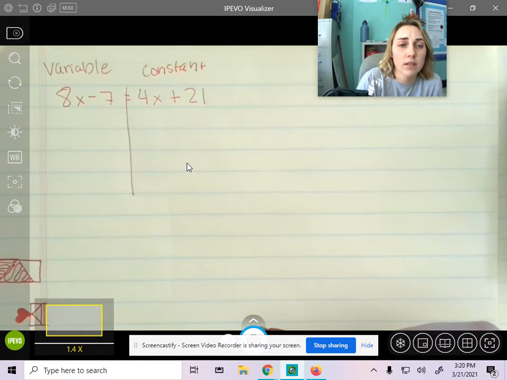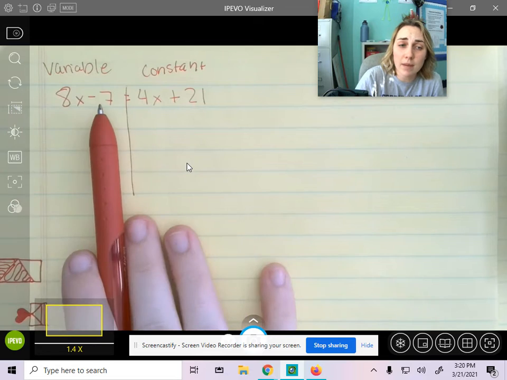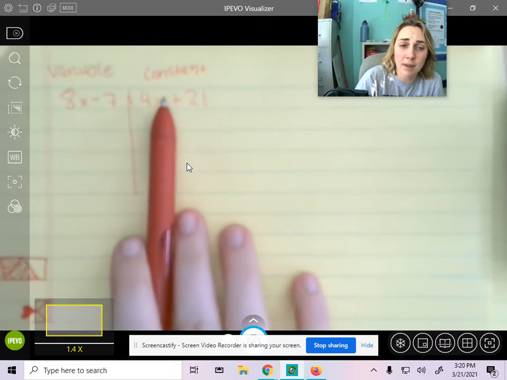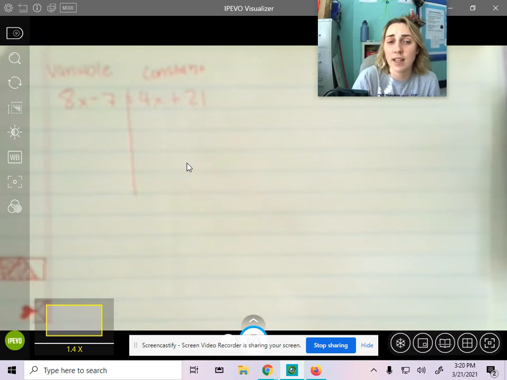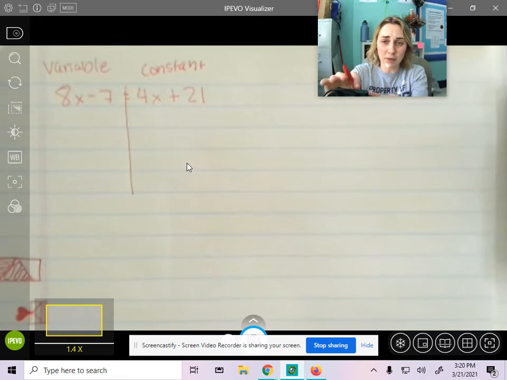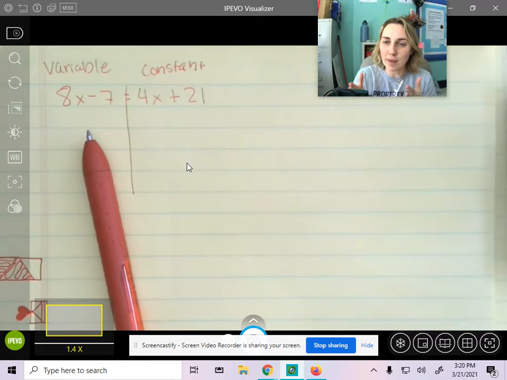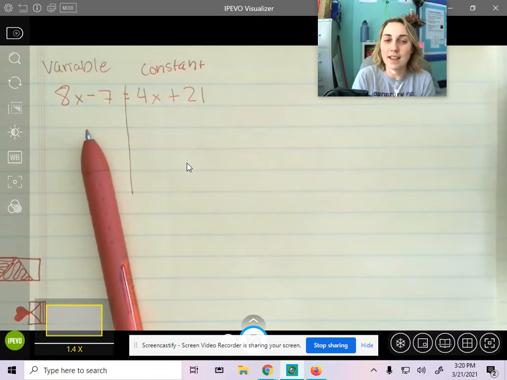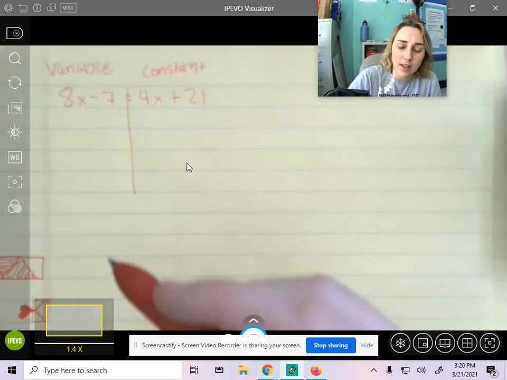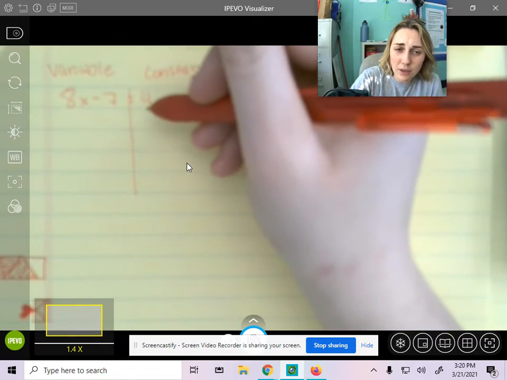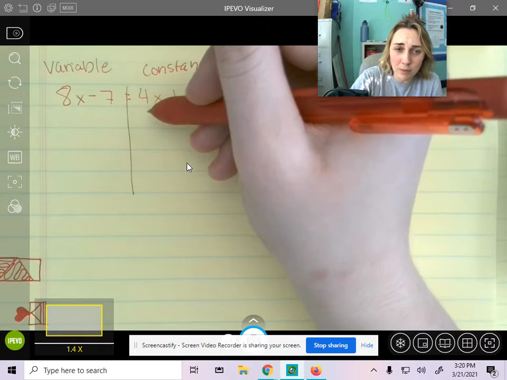My handwriting is trash. Anyway, I chose this one over here because 8x is bigger than 4x, and then I chose my constant side. Since this is my variable side, I want to move all of my variables to that side. So I'm going to do that first. I want to get rid of this 4x. I want to move it over here.